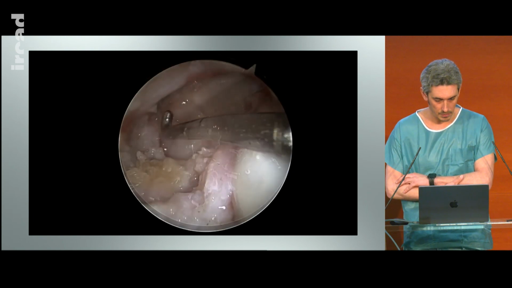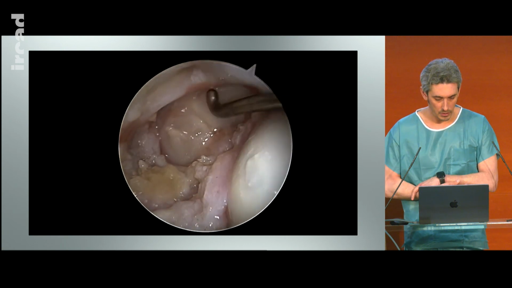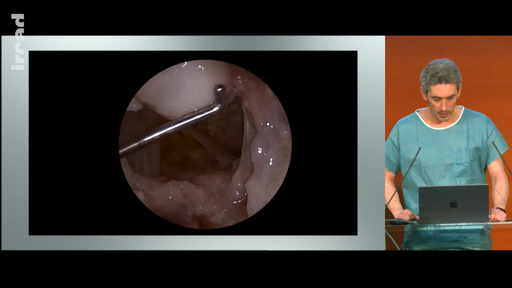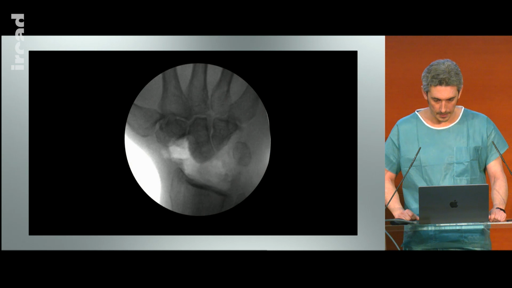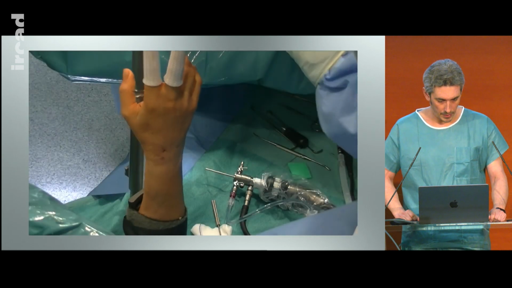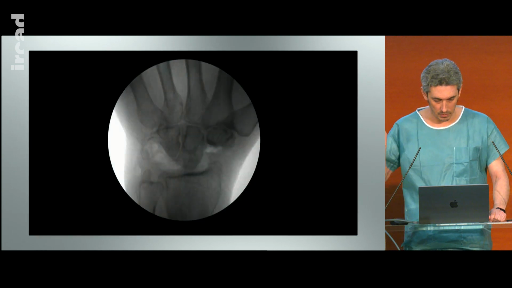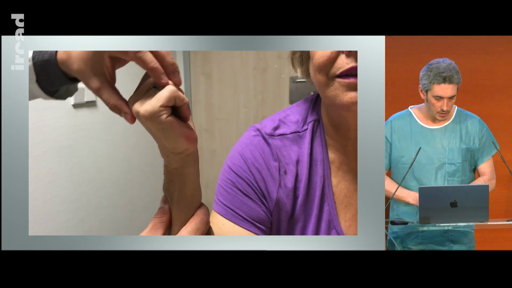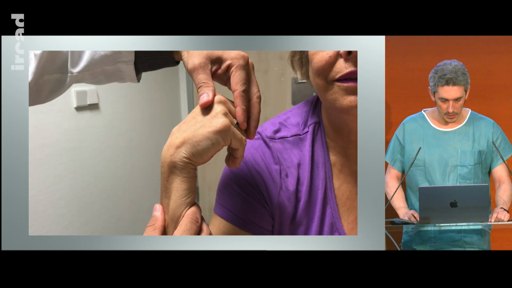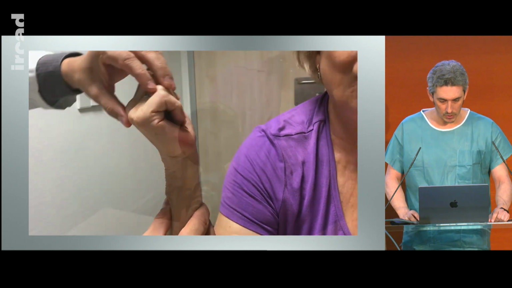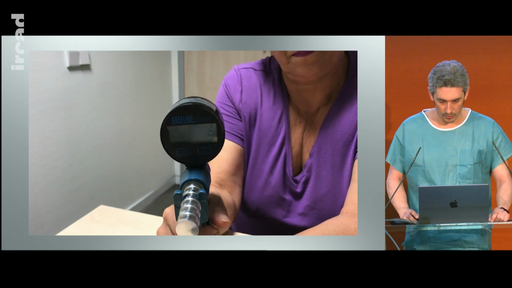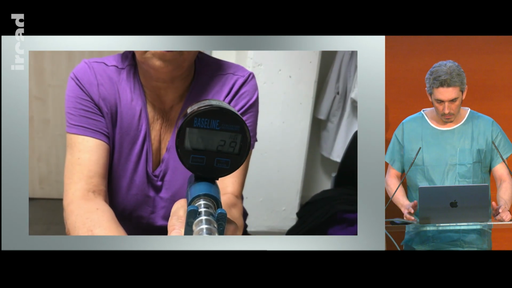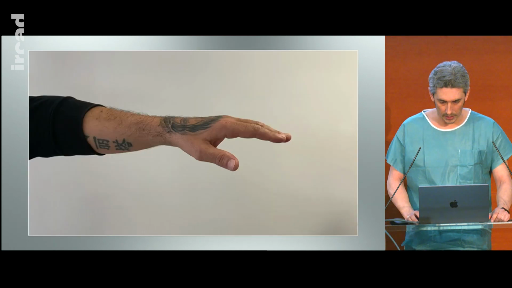You can see it's perfectly respected, the trapezium and trapezoid, the cartilage of the capitate that we haven't damaged, and the final result. We can remove traction and see if there is an impingement or any problems. And this is the clinical result of this patient with a really good range of motion and a strength of 20 kilograms. Only 9 less than the contralateral side.